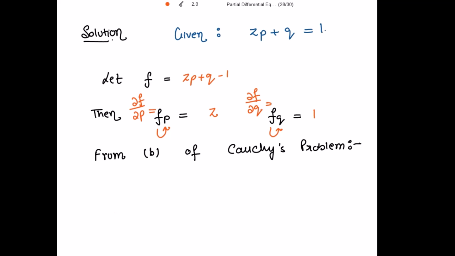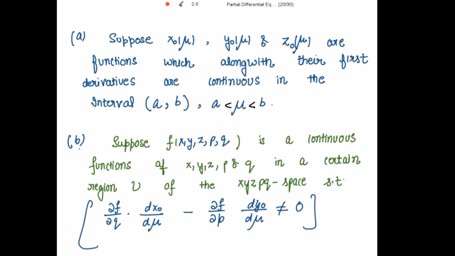And now we need to check the second part of Cauchy's problem, that is this one. We need to check this condition to be non-zero, that is partial derivative of f with respect to q into derivative of x naught with respect to mu minus partial derivative of f with respect to p into derivative of y naught with respect to mu. This should be not equal to 0.